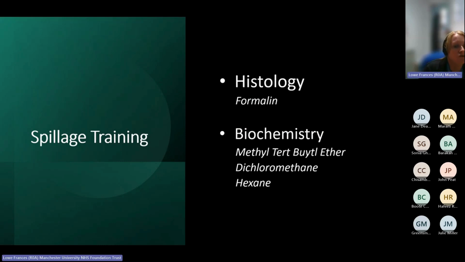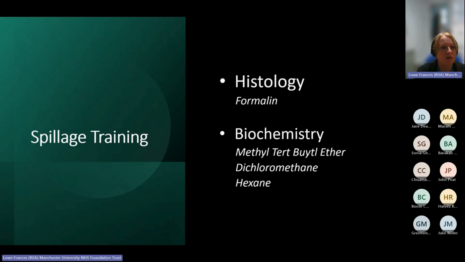So also spillage training is another big one. So in histology, where I work, for example, formalin is one of the major chemicals which is involved in spillages. Different labs use different chemicals which can be mutagenic or carcinogenic. Formalin is used in histology to fix all our specimens. Obviously there are a couple, like in cytology, which require different fixatives, but the majority of histology specimens are fixed in formalin. It's not a nice chemical.